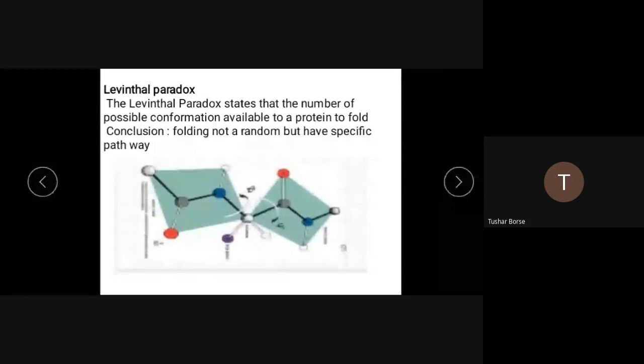Then the conclusion is protein folding is not random, but they have a specific pathway. If it were random, then they would require lots of time. So is it not possible? Then the conclusion is folding is not random but has a specific pathway.